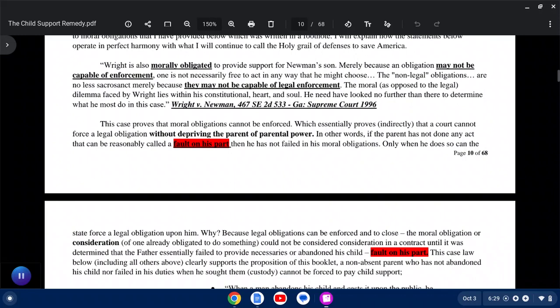Wright was also morally obligated to provide support for Newman's son. Merely because an obligation may not be capable of enforcement, one is not necessarily free to act in any way that he might choose. The non-legal obligations are no less sacrosanct merely because they may not be capable of legal enforcement. The moral, as opposed to legal dilemma faced by Wright lies within his constitutional heart and soul. He need have looked no further than to determine what he must do in this case. I thought that was an error, but I'm guessing it's not.